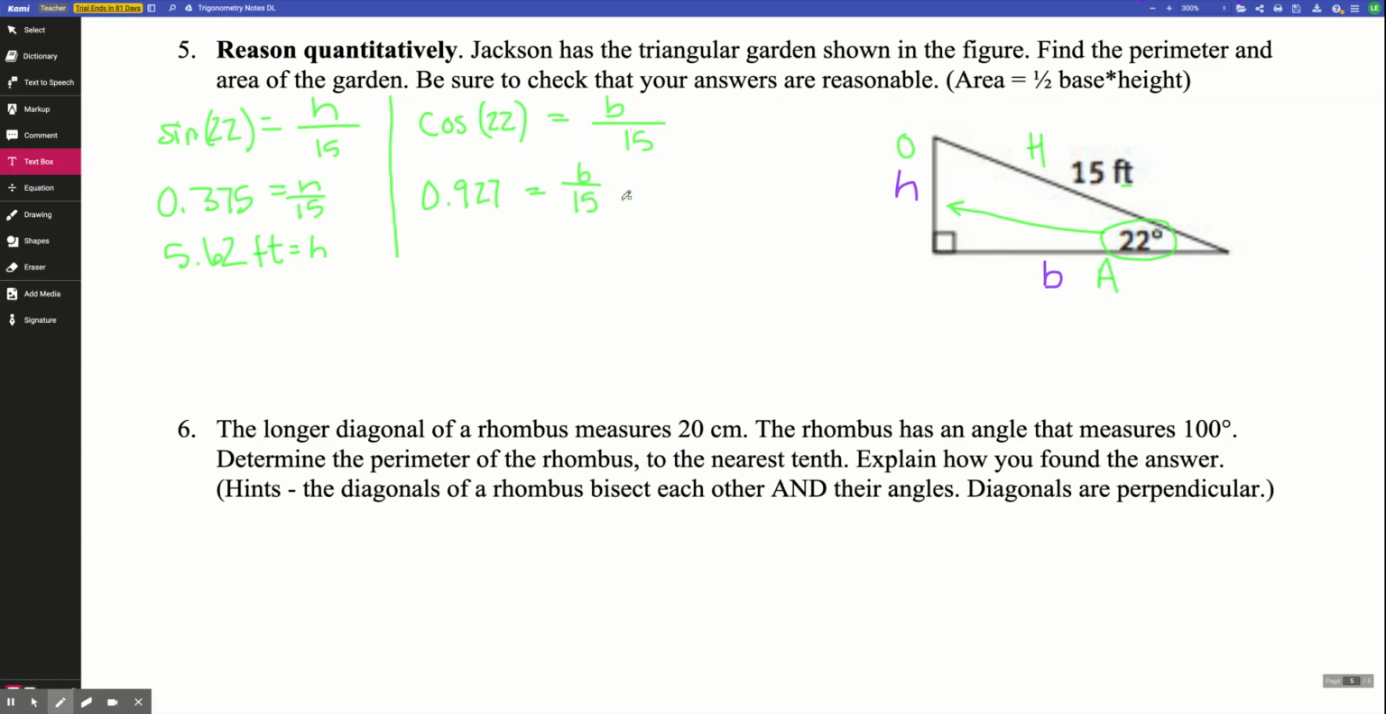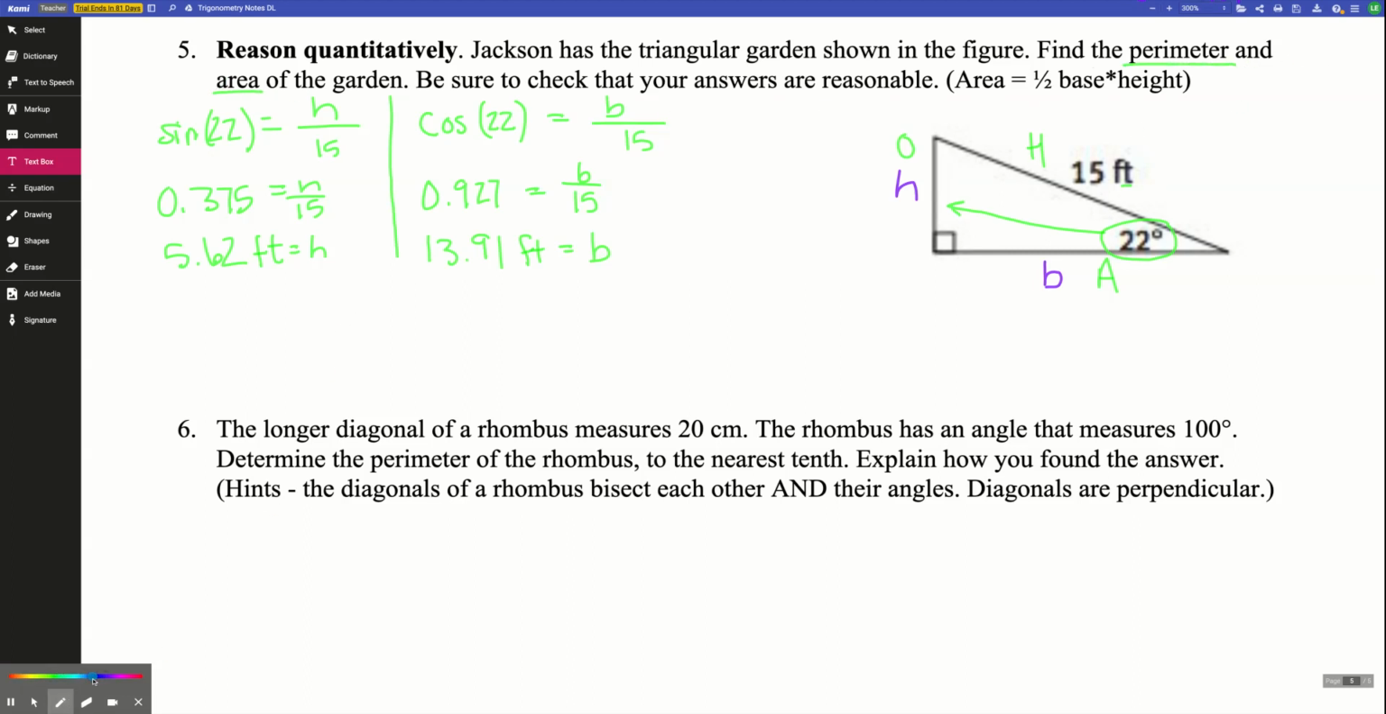And then I'm going to multiply by 15 on both sides. And when I do, I get 13 point, I'm going to round and say that's 91, and that's feet. So that is my base, okay? So once I'm done here, though, I have to check back and see if I've actually answered the question, which I haven't. They want us to find perimeter and area.